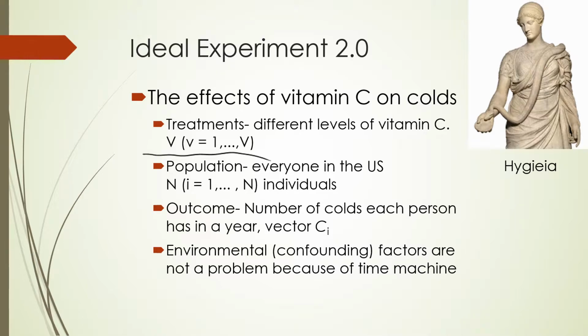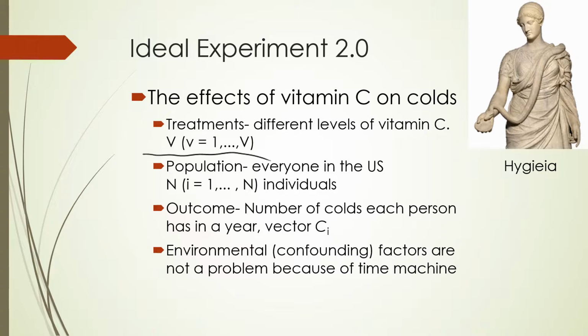Anyway, getting back to our ideal experiment 2.0, say we're interested in looking at various levels of vitamin C and how that might affect the number of colds that people get. So V would refer to the number of different treatments that you're applying, from no vitamin C up to 10,000 milligrams a day, and a number of values in between if you're interested. Our population, since we can play God, we can essentially treat the entire population in the US, for instance, and our God can just infuse everyone each day with the proper amount of vitamin C, so we can do our experiment.